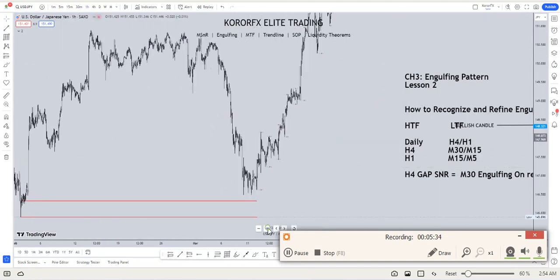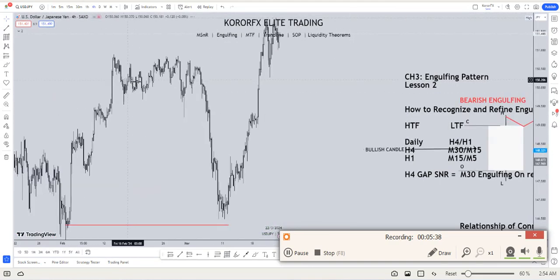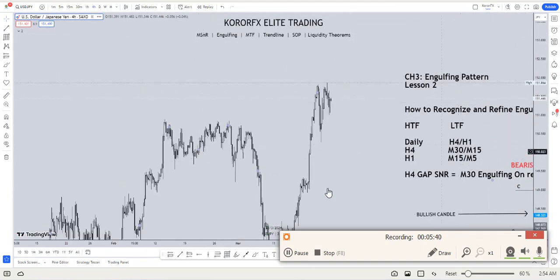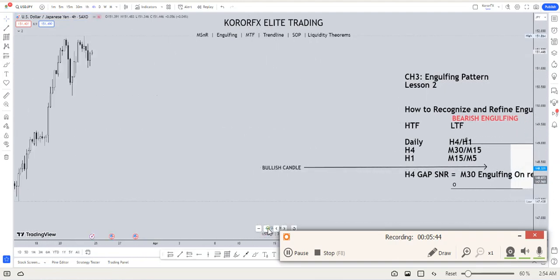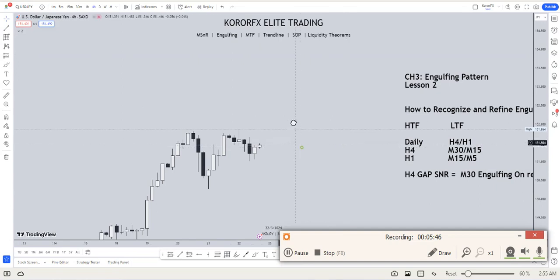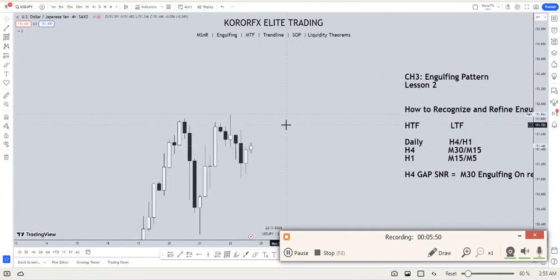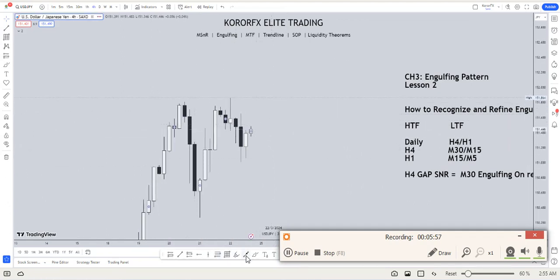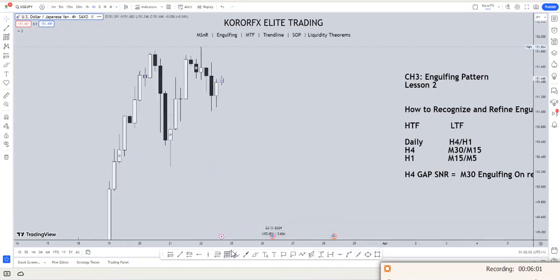So if I show you another H4 engulfing, for example, how to refine the H4. For H4, the basic time frame for refining is 30 minutes. Okay, I will show you an H4 engulfing. We have a nice type of engulfing. Here there's an engulfing, here there's an engulfing, here an H4 engulfing.